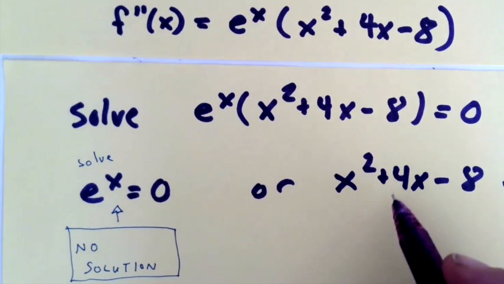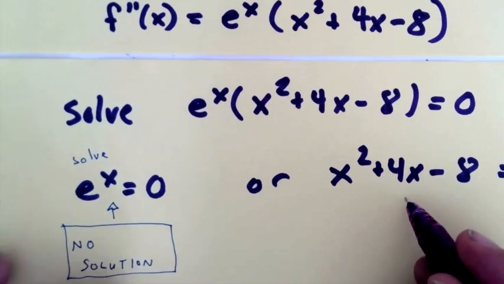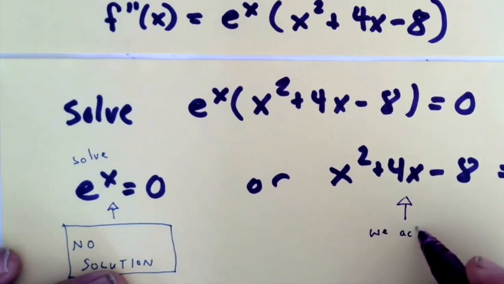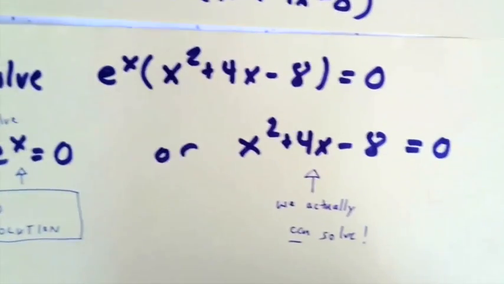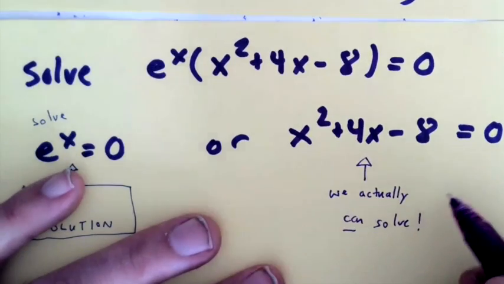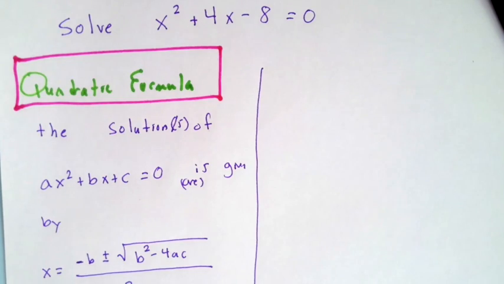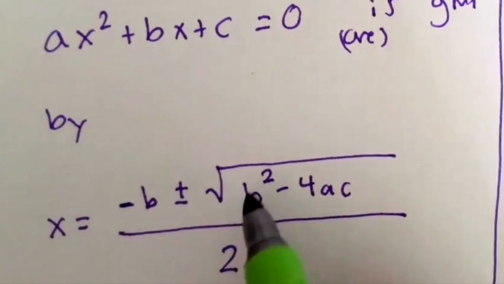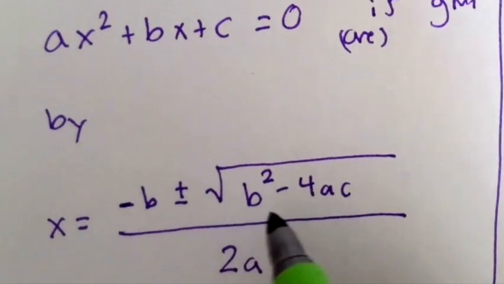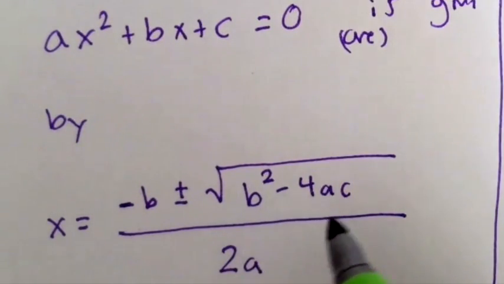Turn our attention to x squared plus 4x minus 8 is equal to 0. This is one we actually can solve. We might hope it factors. Sadly, it doesn't. So in order to solve it, we'll need to either use completing the square or the quadratic formula. Remember the quadratic formula, when we're trying to solve an equation of the form ax squared plus bx plus c equals 0, the solutions have the form x equal to opposite of b, plus or minus square root of b squared minus 4ac, all over 2a.